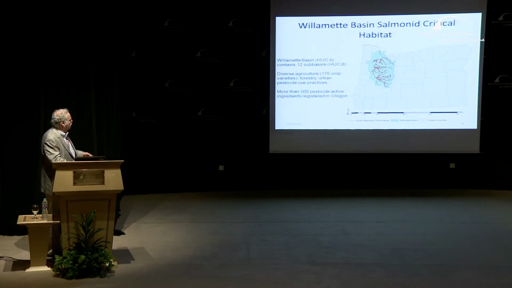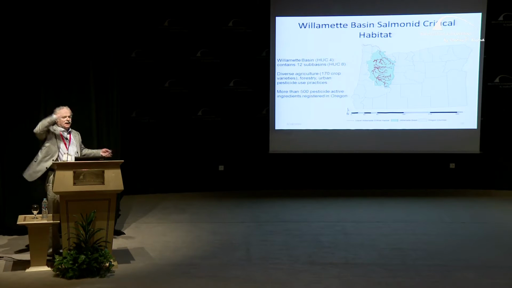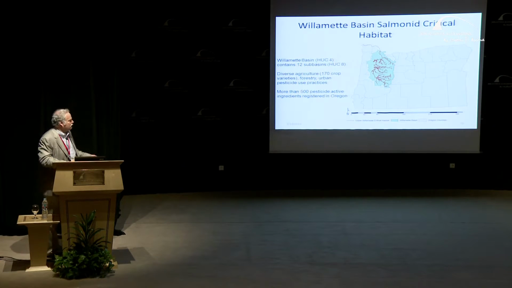So we're going to look at, as an example, some salmonid critical habitat in Oregon. And this is the state of Oregon in the Pacific Northwest. It's sandwiched between California and Washington. And the Willamette Basin is a major agricultural area.